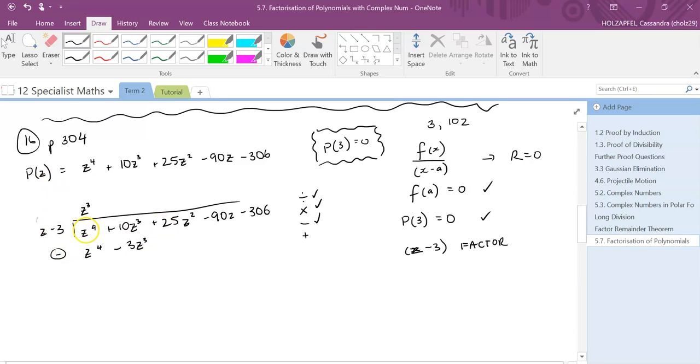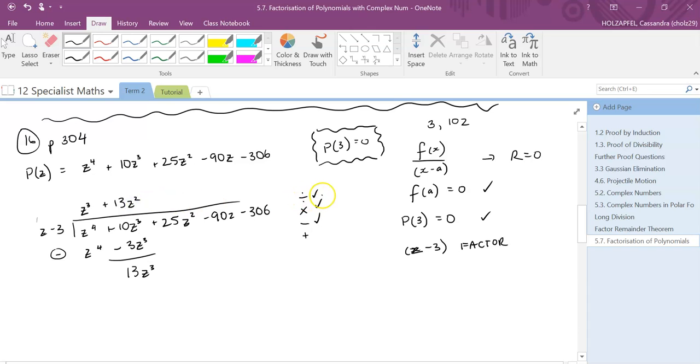And so z to the power of 4 minus z to the power of 4 is 0. 10, I'm just going to say 10 plus 3 is going to be 13z cubed. Okay, so we've done those first 3 steps. Now let's go back, repeat the cycle, going from here. Z fits into 13z cubed, 13z squared times.